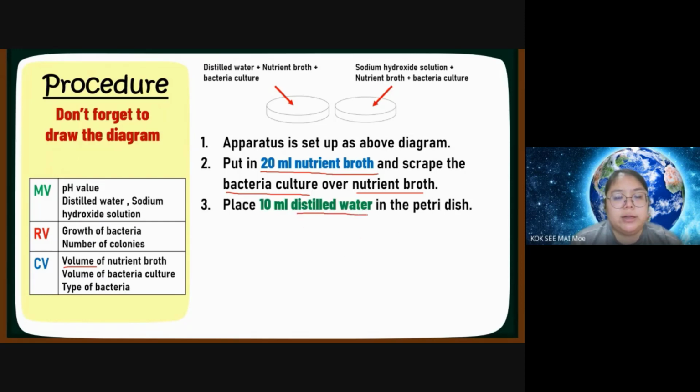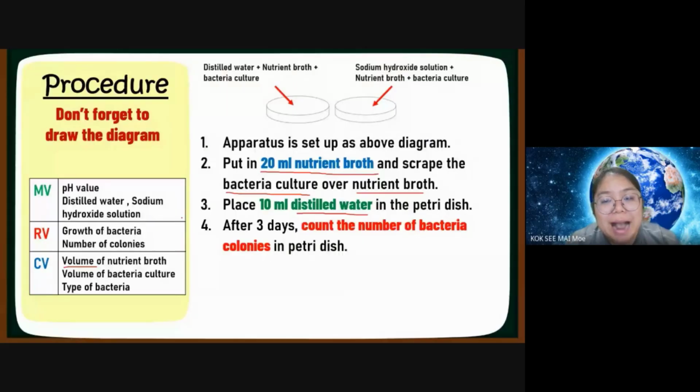You say distilled water already. Distilled water, how much do you want to put? 10 ml each. Then number 4, you need to observe and record. After 3 days, it is important you mention the time. How long do you want to keep it? Count the number of bacteria colonies. From here, you cannot say growth of bacteria. We can only count the number of bacteria colonies. So I label this in red color. Red color is RV, responding variable.